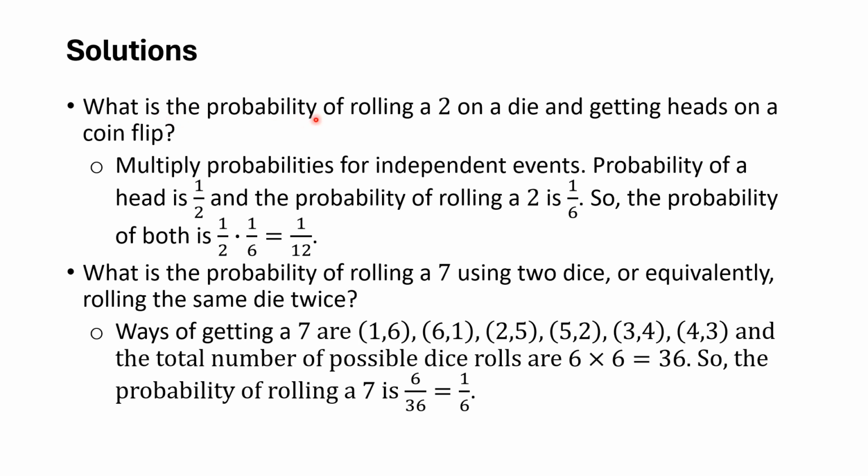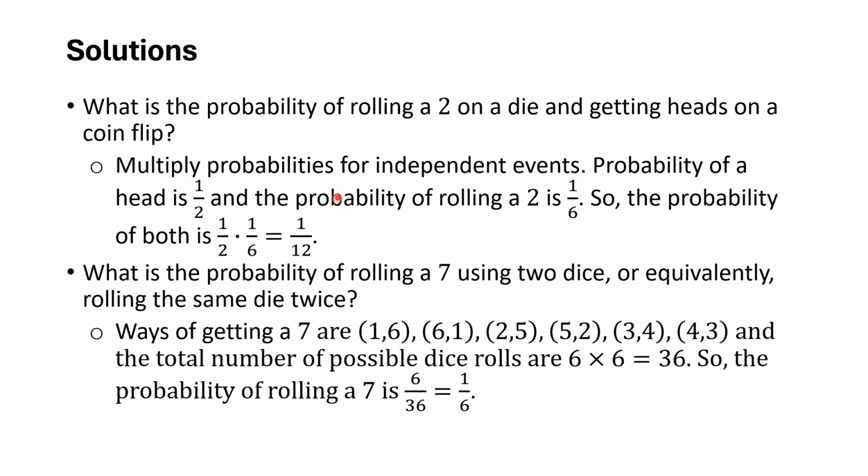So our first problem was the probability of rolling a 2 on a die where you have 6 values on the die, 1, 2, 3, 4, 5, 6, and getting heads on a coin flip. So we have multiple probabilities here, and they're independent events. So we multiply. As I mentioned in the previous slide, we multiply the two probabilities.